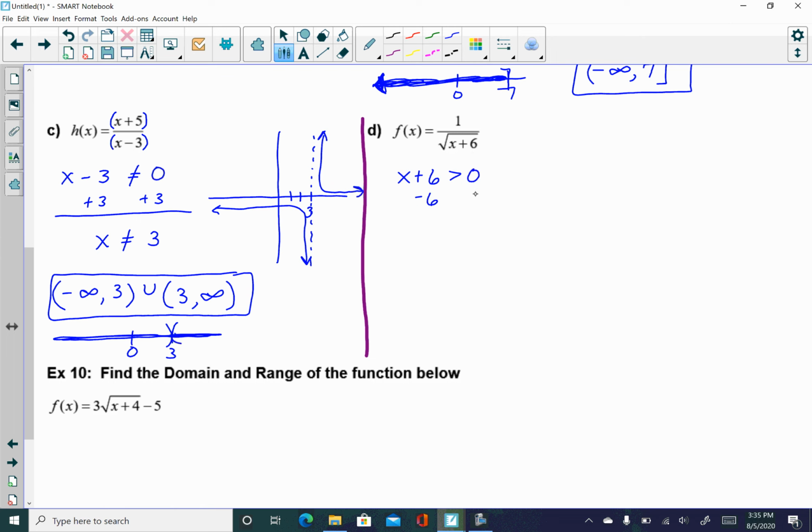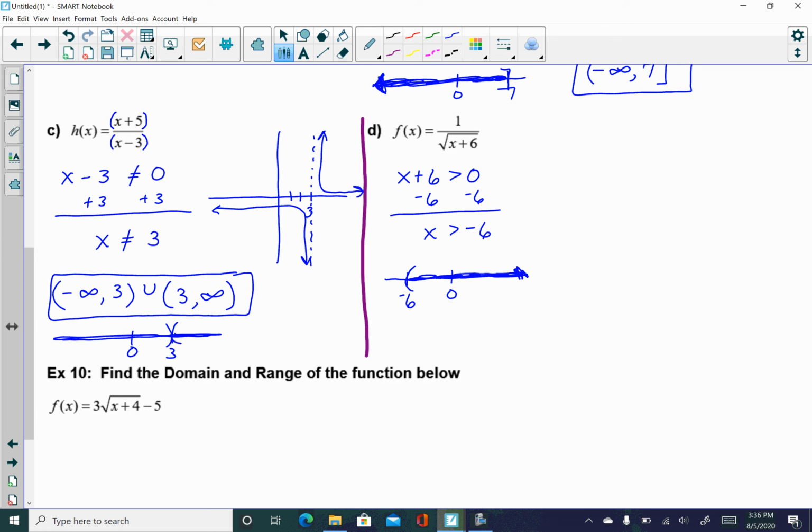Solve for x, so subtract 6. X has to be greater than negative 6. At this point, you might be getting better and you don't need to use the little number line here. I'm going to continue to show it just for a little while longer. So here's my negative 6. It is just a greater than, so I'm going to get a parenthesis, and it's pointing to the right, so I'm going to shade to the right.